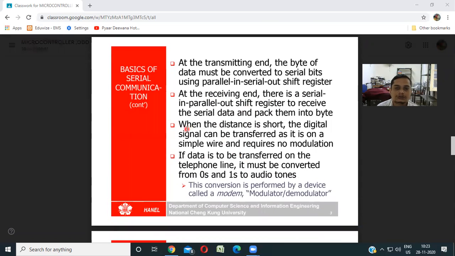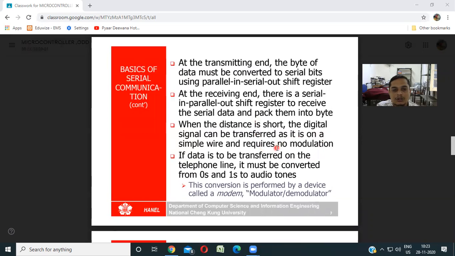When the distance is short, the digital signal can be transferred as it is on a simple wire and requires no modulation. If the distance between the two peripherals is short, there is no need of modulation. The data are sent directly through the wires from the transmitter to receiver.